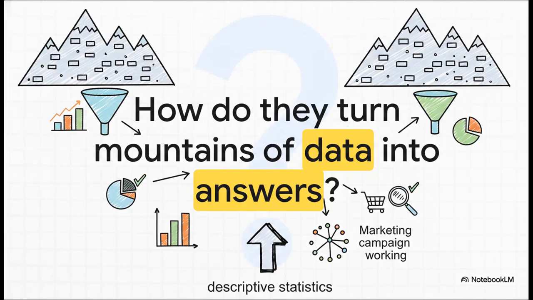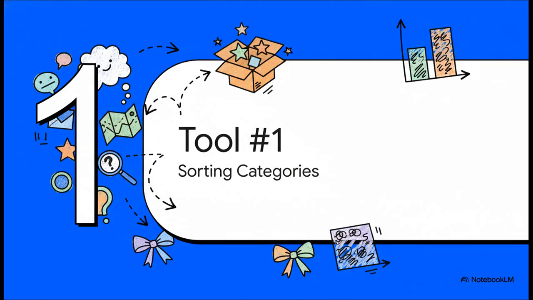So here's the million-dollar question. They've got these mountains of data, but raw data by itself, it's pretty much useless. How do they actually turn all that noise into real answers? Answers to questions like, hey, what's our best-selling product in Brazil? Or is that new ad campaign actually working? Well, the answer to that is the starting point for all data analysis. It's called descriptive statistics. All right, let's open up that toolkit.